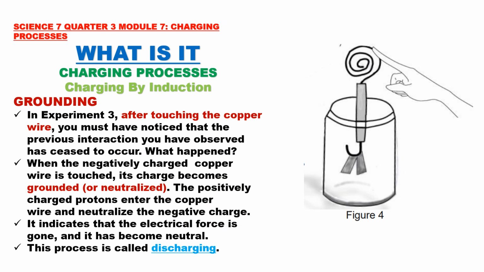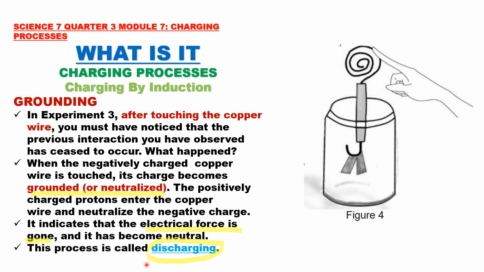In experiment 3, after touching the copper wire, you must have noticed that the previous interaction you have observed has ceased to occur. So what happened? When the negatively charged copper wire is touched, its charge becomes grounded or neutralized. The positively charged protons enter the copper wire and neutralize the negative charge. It indicates that the electrical force is gone and the copper wire has become neutral. So this process is called discharging.